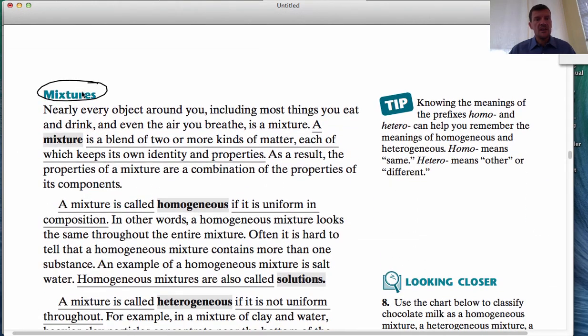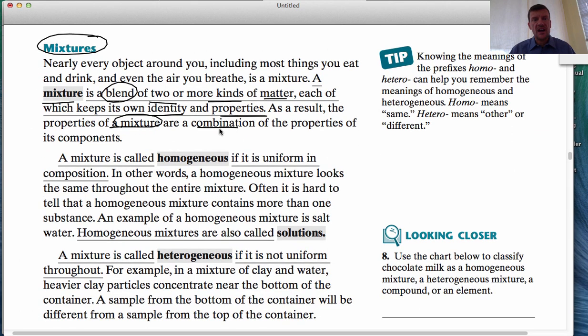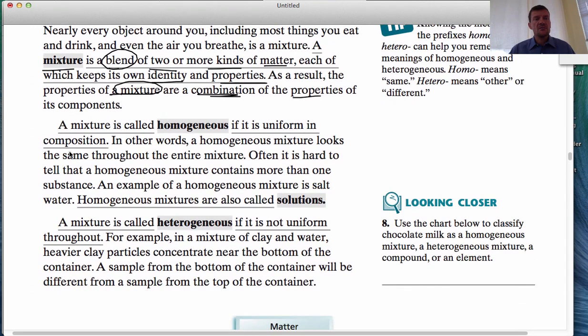Let's take mixtures now and let's break down mixtures just a little bit more as we talk about different categories within mixtures. So as we said already, a mixture is a blend of 2 or more kinds of matter, and each of those specific substances are going to keep their own identity and their own properties. It's just that we're going to mix them together. So that mixture is going to have a combination of those properties, whatever substance you have in there, that mixture is going to take on those properties. Okay? We like to further break down a mixture into 2 types of mixtures.